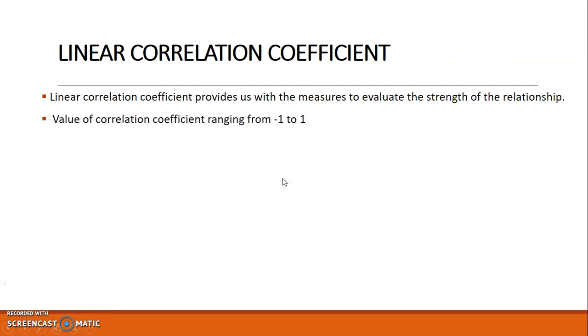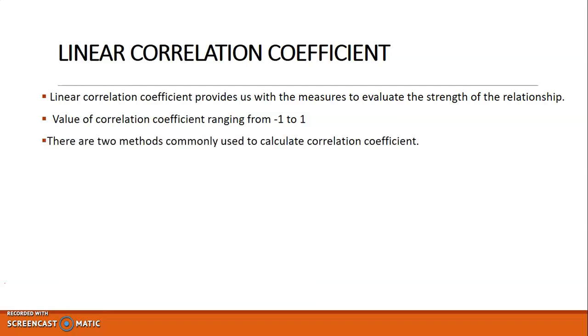The value of the correlation coefficient ranges from -1 to 1. This means you cannot have a value that is more than 1 or less than -1 for your correlation coefficient. The value of the correlation coefficient is always from -1 to +1 only.